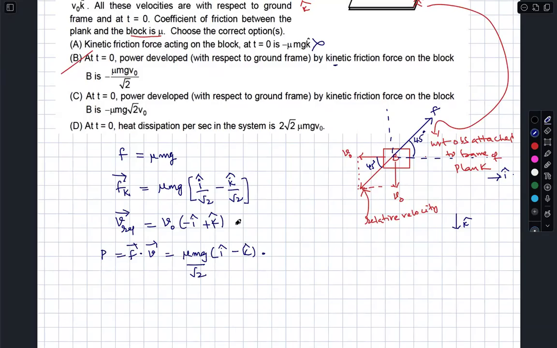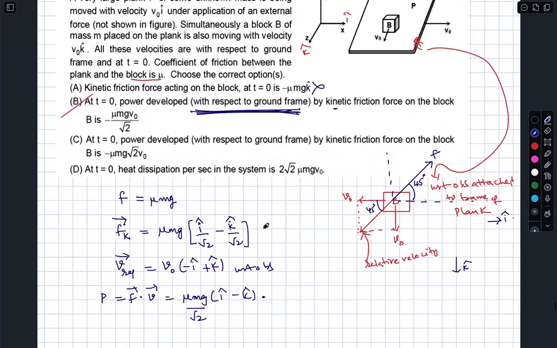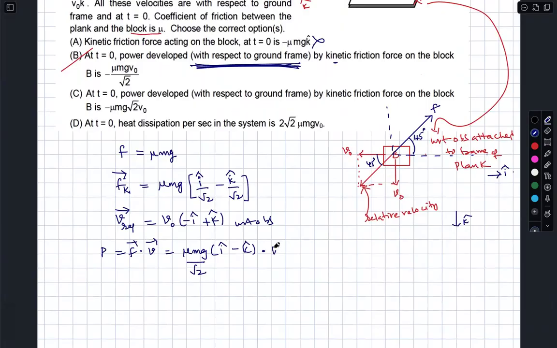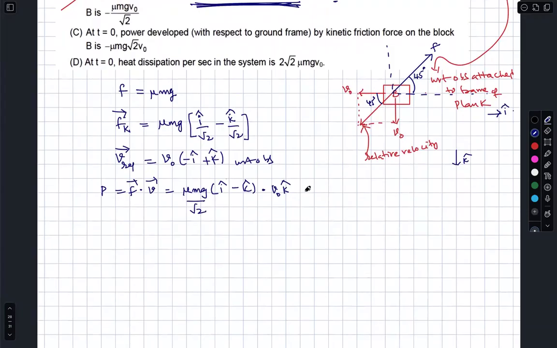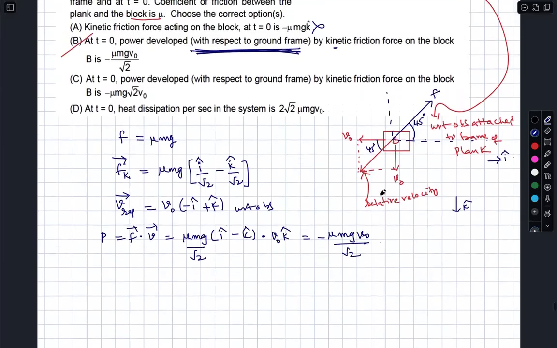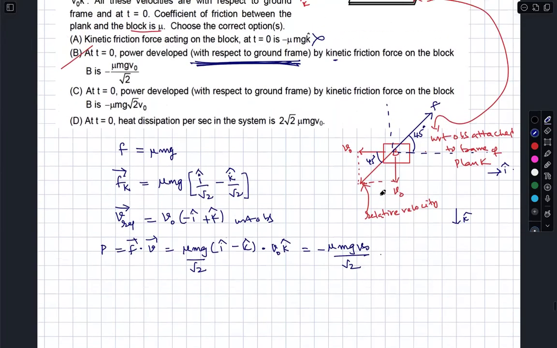The velocity is with respect to the observer. You want it with respect to the ground. Hello. With respect to the ground you want. With respect to the ground, what is the velocity? V naught k cap. So now by careful observation, you will get minus mu mg v naught by root 2. Right. That's the deal. This is option B.